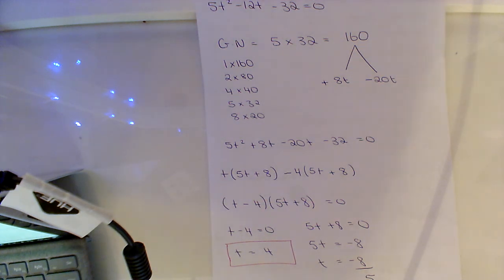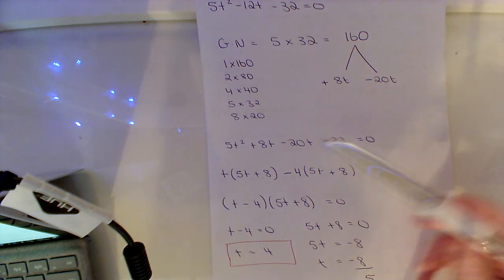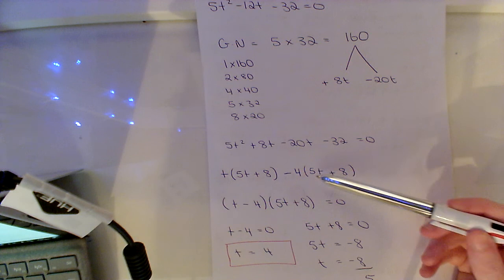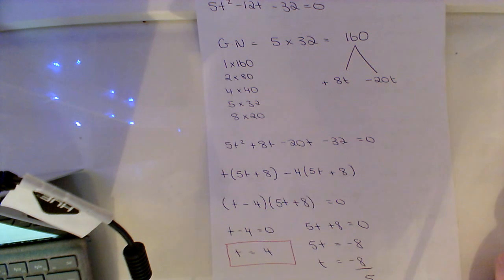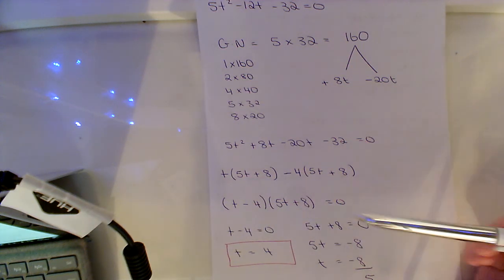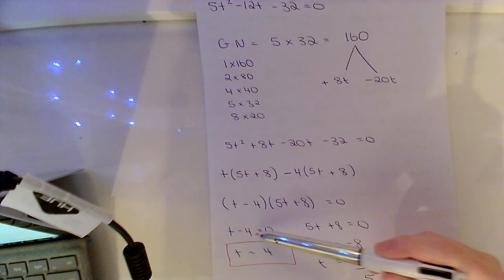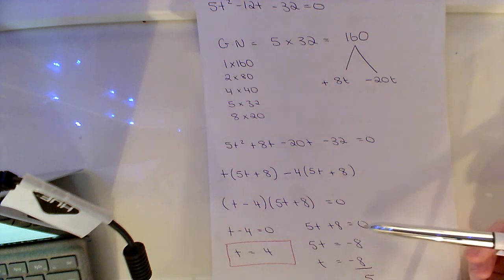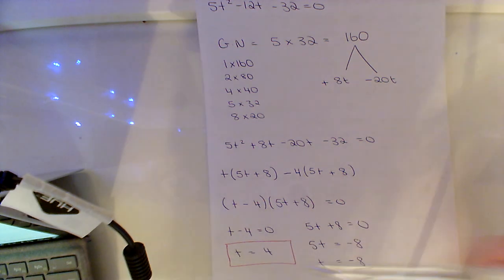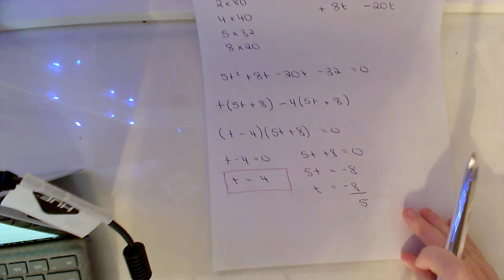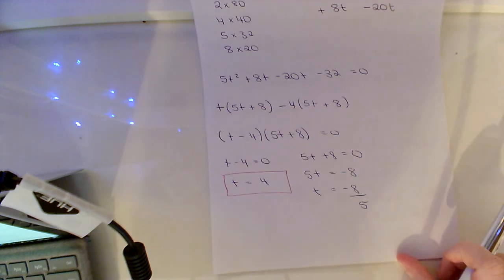So I'll take out, what do they have in common? They have a t, and I'm left with 5t plus 8. Then I take out, what do they have in common? I take out my 4, and I'm left with 5t plus 8. Remember these two signs, sign here. So I then have t minus 4 and 5t plus 8 is equal to 0. I have t minus 4 is equal to 0. I have 5t plus 8 is equal to 0. I have t is equal to 4. And I also have 5t is equal to minus 8, and I get t is equal to minus 8 over 5. Because we're dealing with time, we can't have a negative time, so the only answer I can accept is t is equal to 4.